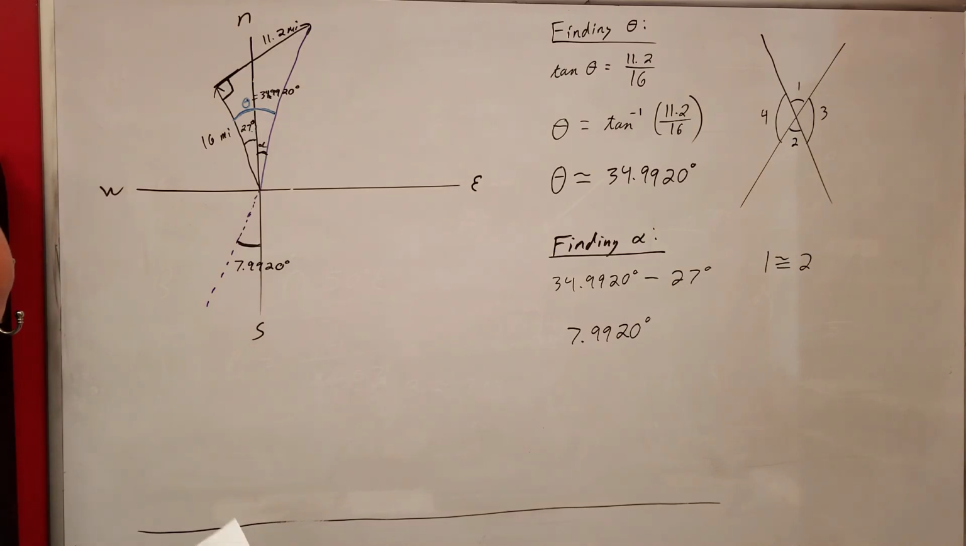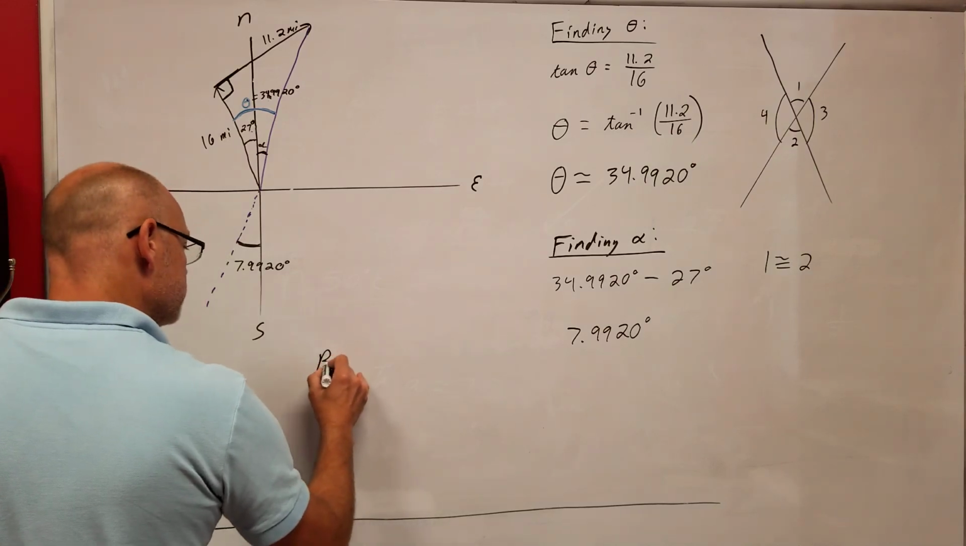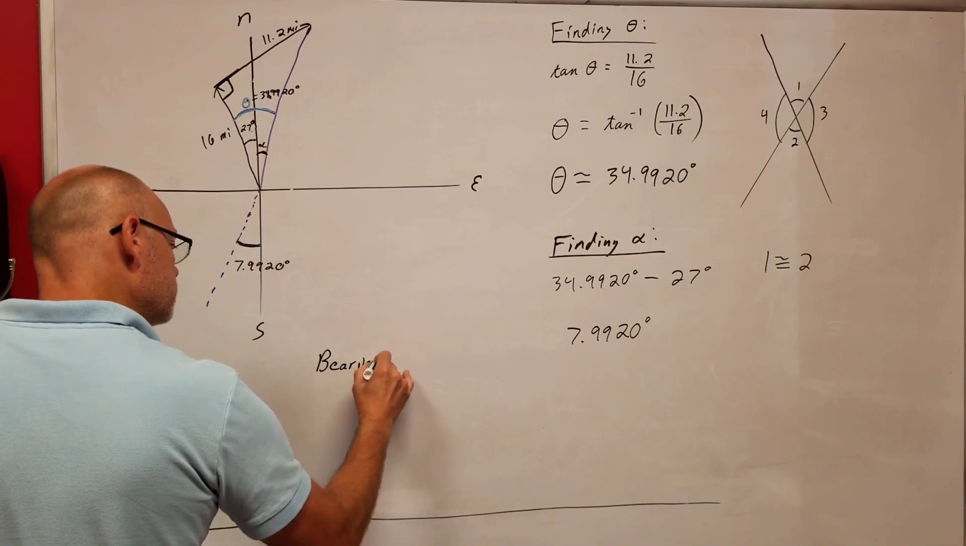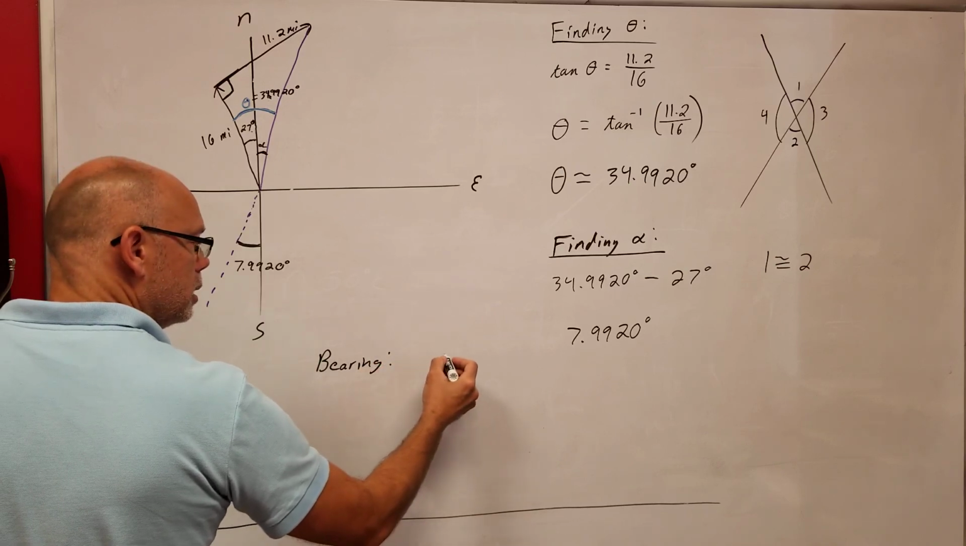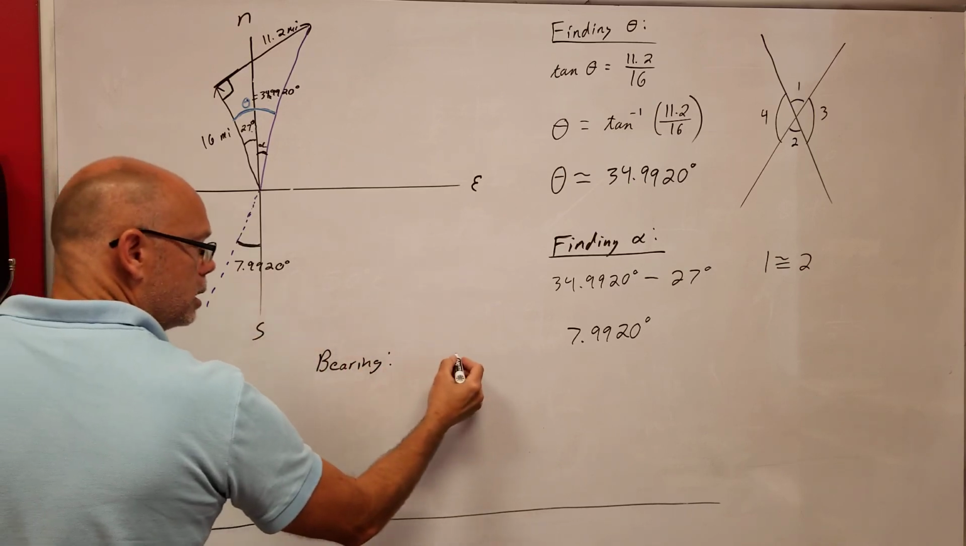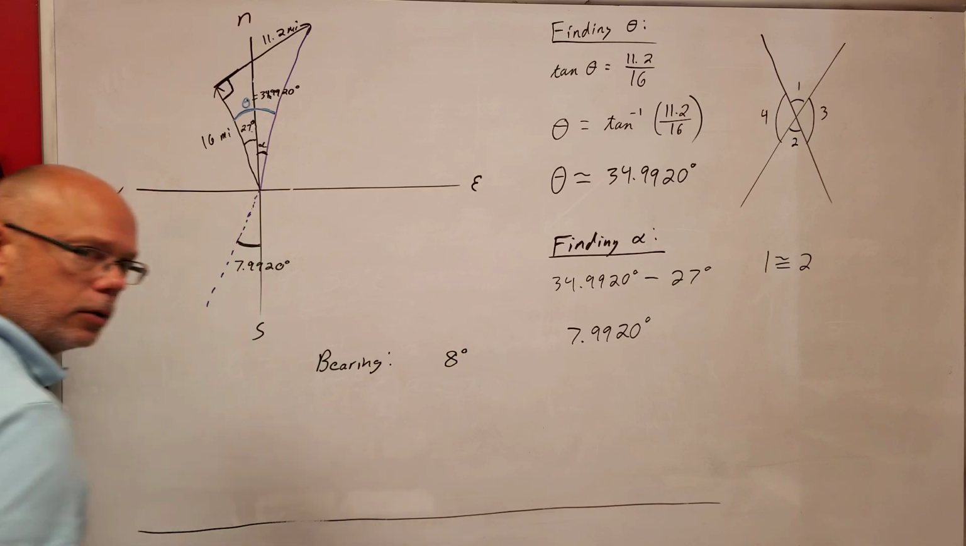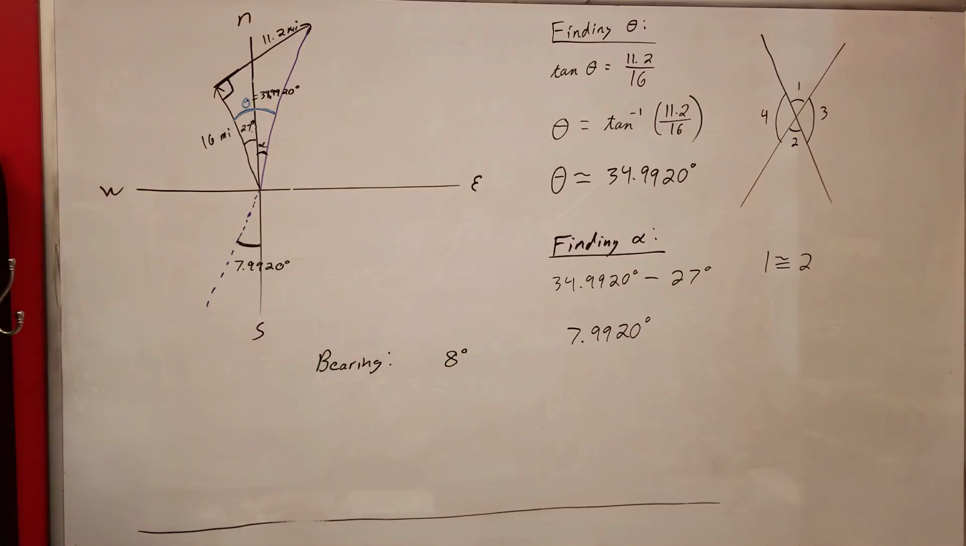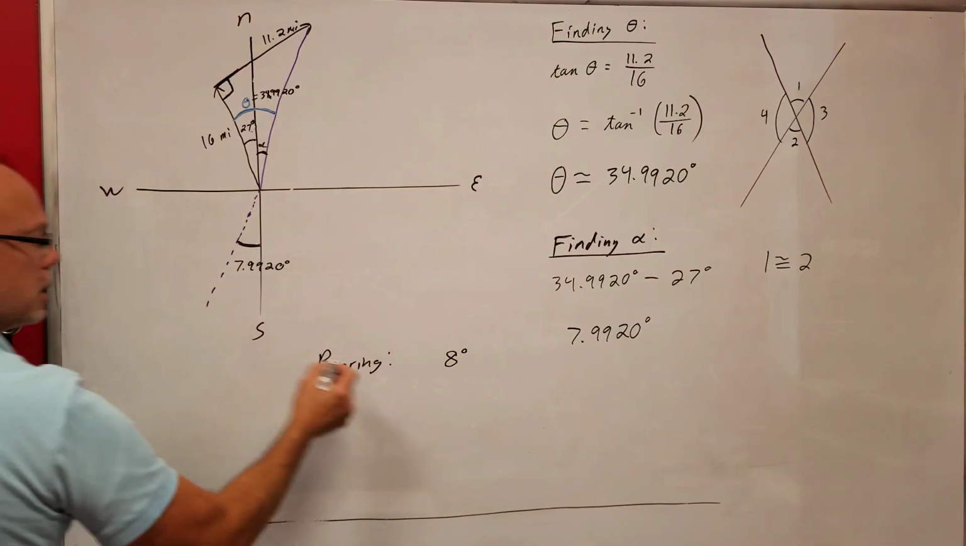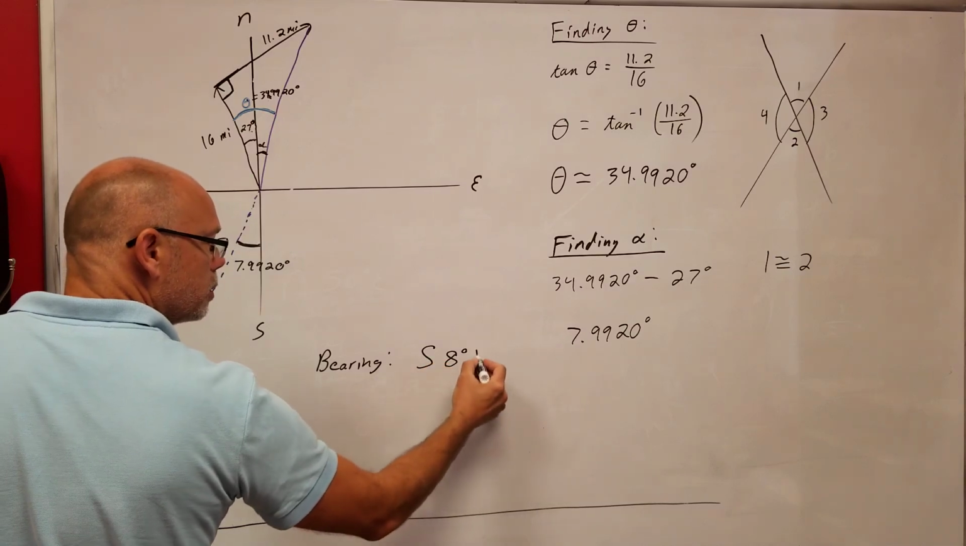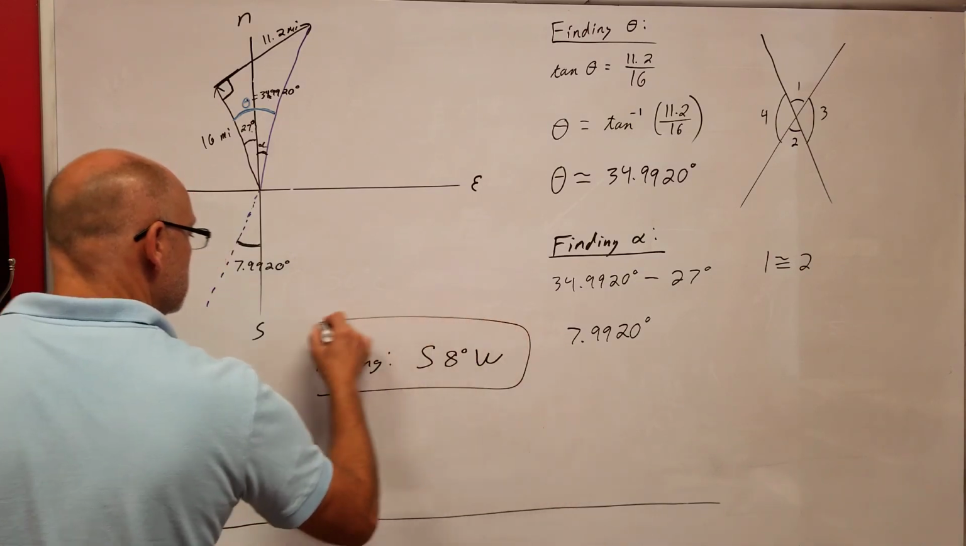And what do they want me to round this to? Find a bearing required for the ship to return to port. Go ahead and round it to the nearest whole number. So what's a bearing? Remember how I need it? I need 8 degrees, but I need it smashed between two things, right? South and what? West, in this order. South, 8 degrees, west. Here's my bearing.